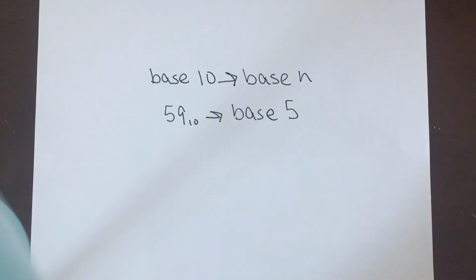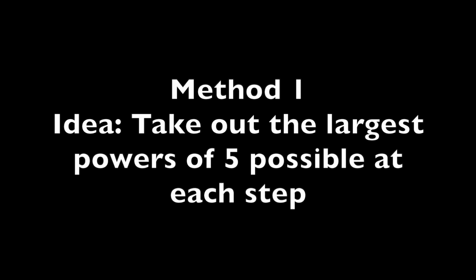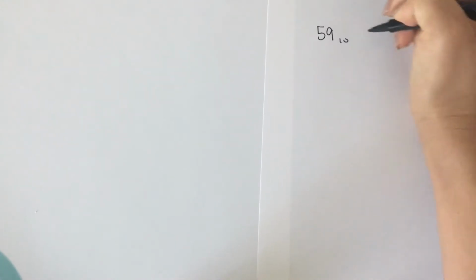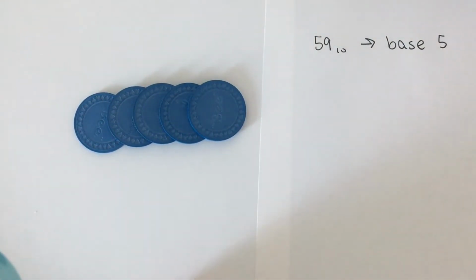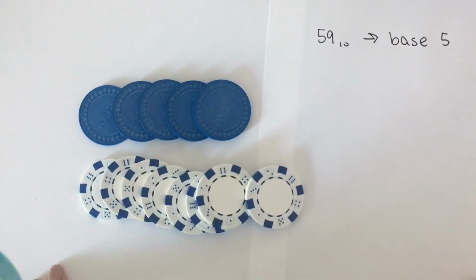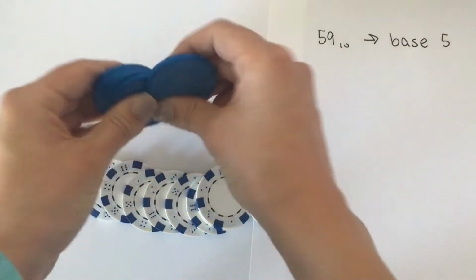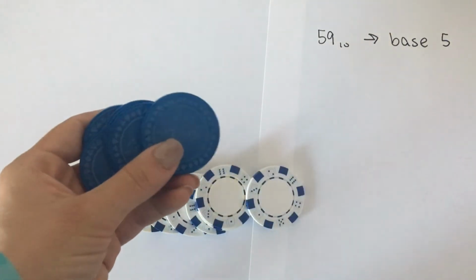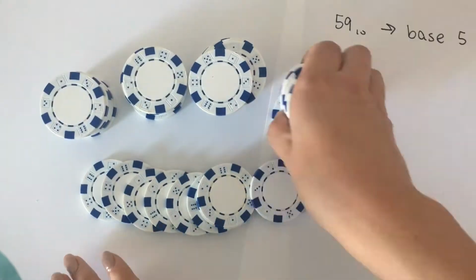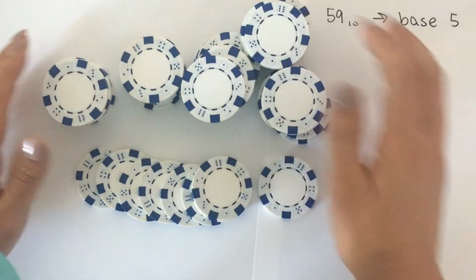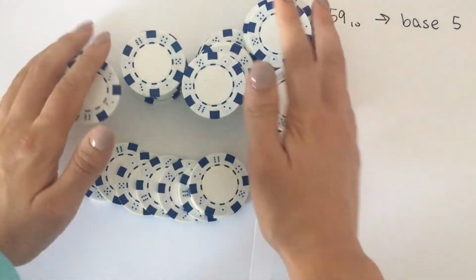There are multiple ways to think about this problem, but I'm going to show you 2 different methods. We want to turn 59 base 10 into base 5. So 59 is 5 tens and 9 ones. But really, 59 is a quantity. So for each one of these 10 chips, we can actually just replace it with a stack of 10 ones. Let's shuffle them all around to remember that 59 is really just a quantity.